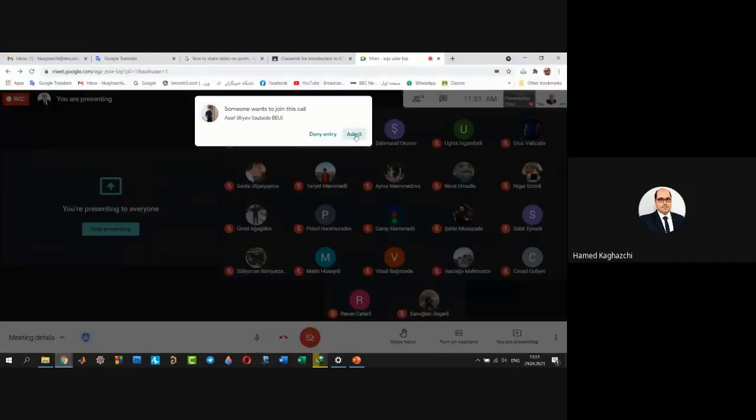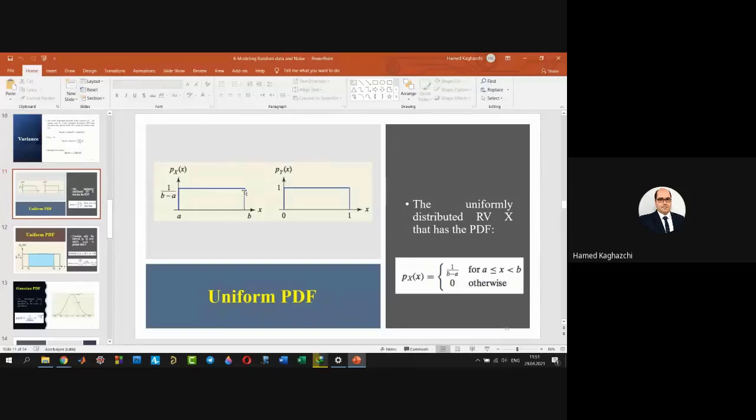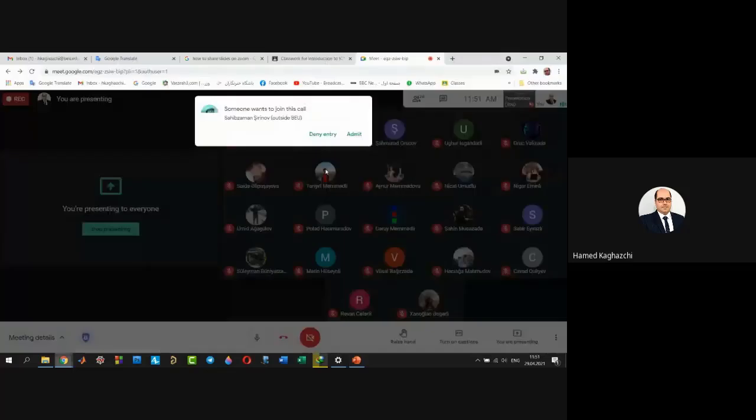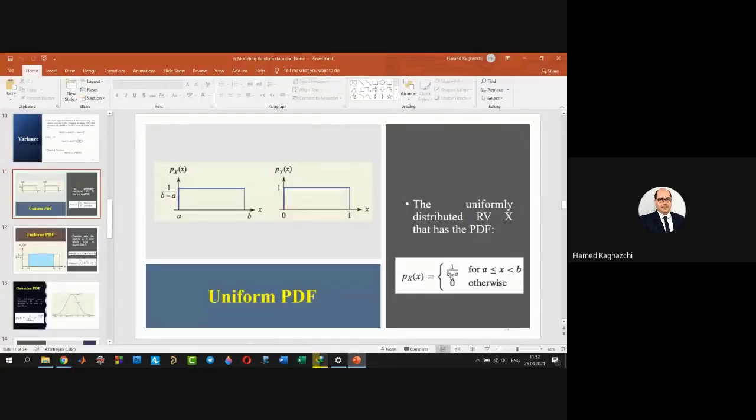We suppose that our curve and function is defined using this formula. We say that if our x is between A and B, the probability density function of x is 1 divided by B minus A, otherwise it is equal to 0. It means that if our event is inside this interval between A and B, the probability of this event will be 1 divided by B minus A.